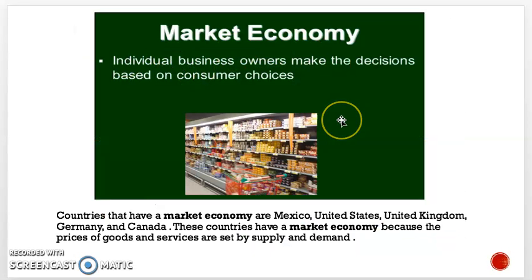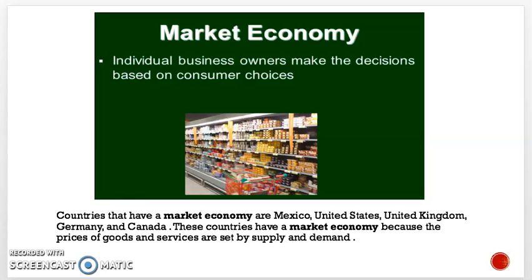Okay, market economy is when individual business owners make the decisions based on consumer choices. So countries that have market economies are Mexico, United States, United Kingdom, Germany, and Canada. Now, ours is not a complete market economy, and I will talk more about that in a little bit. These countries have market economies because the prices of goods and services are set by supply and demand. So some of our prices are set by supply and demand.